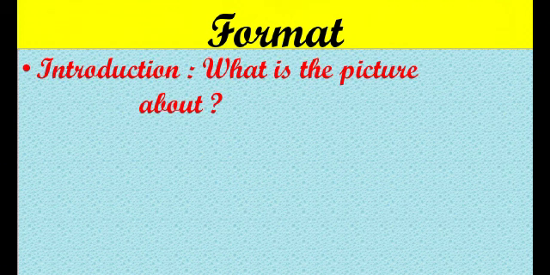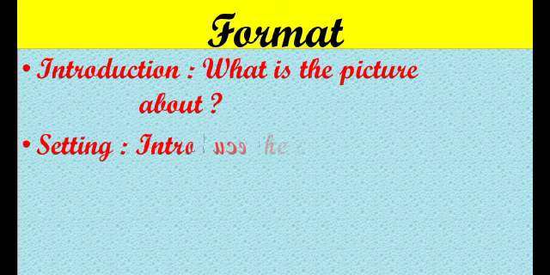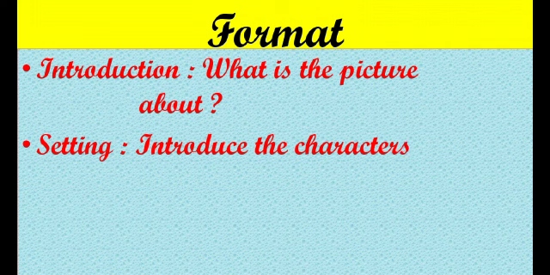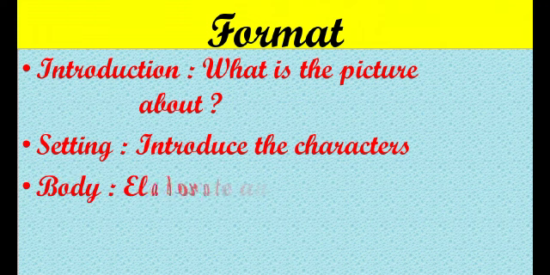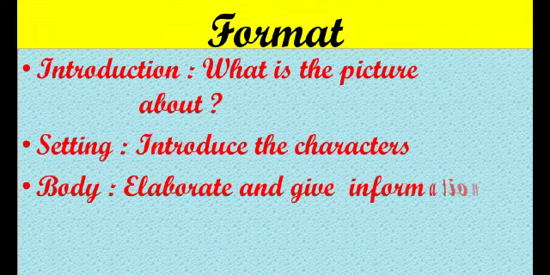First of all, introduction. In this part, we should tell what is the picture about. Second part is the setting. In this part, we should introduce the characters given in the picture. Third one is the body part. In this part, we give some extra information about the picture, what the characters are doing.